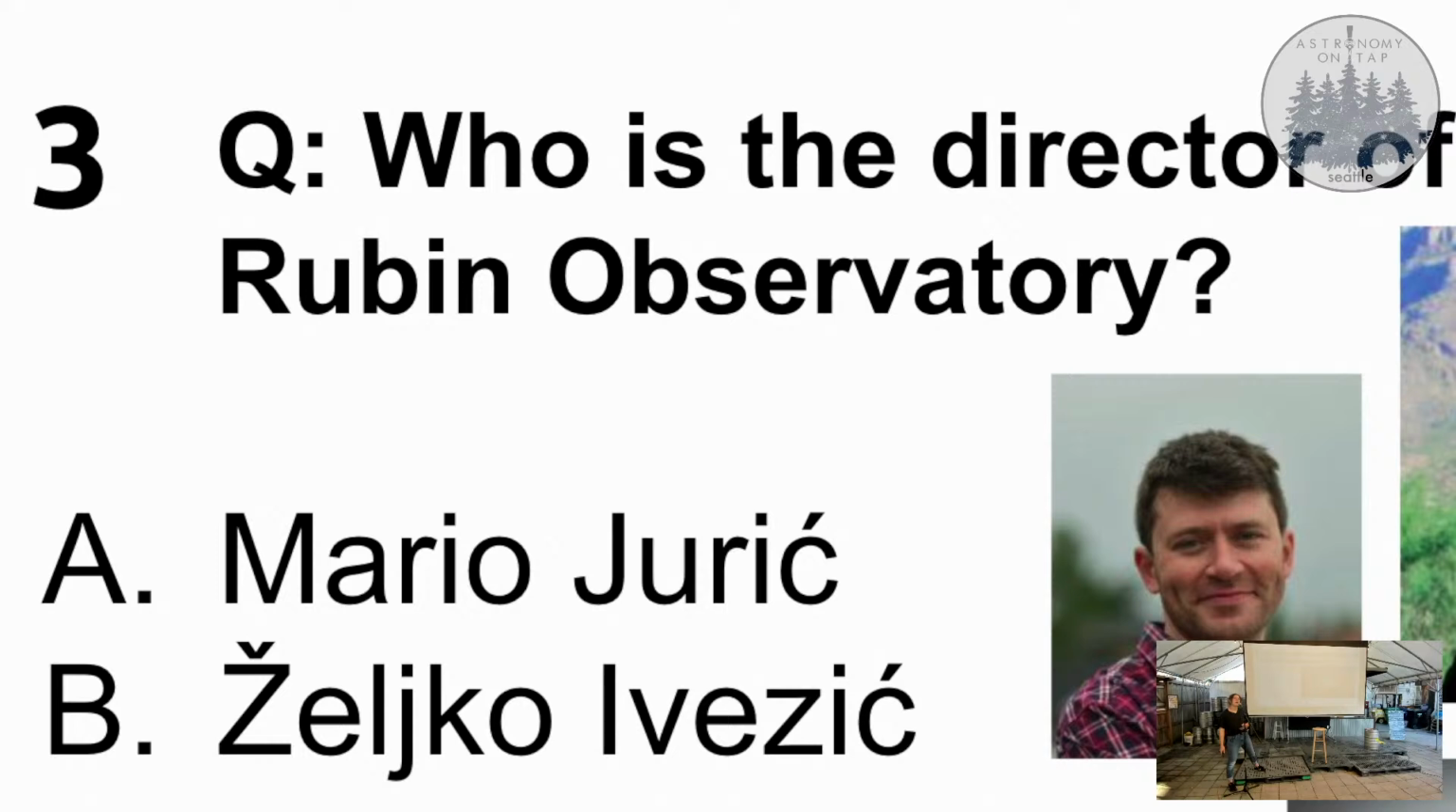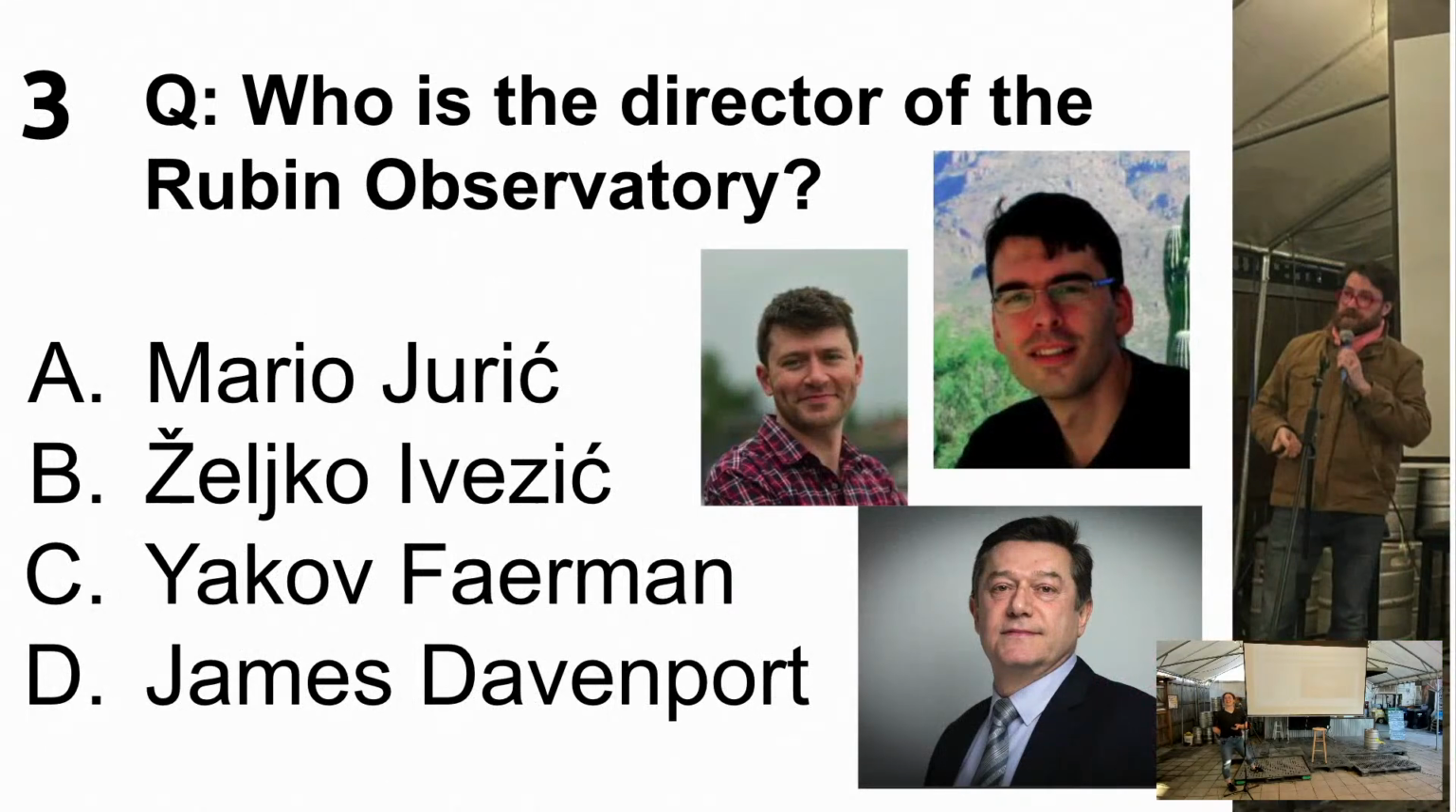Question 4. When did construction begin on the Rubin Observatory? A, 2005. B, 2010. C, 2015. D, 2018. Or E, 2020. Why is there E? Okay. Or E, 2020.